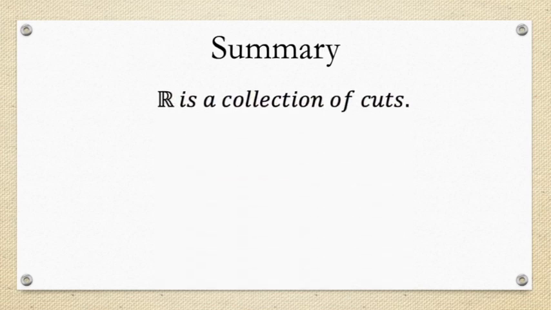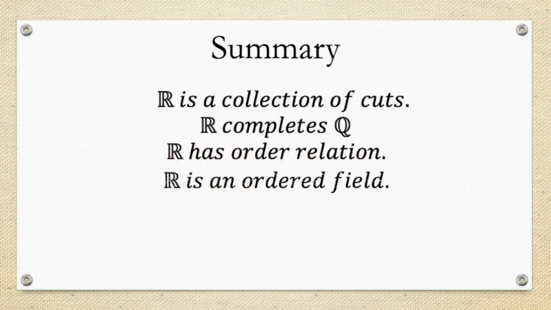In summary, we say that R is simply a collection of cuts defined by Richard Dedekind, and R completes Q because somehow it fills in the gap where Q does not exist. And R has structure because it has order and it has field operations.